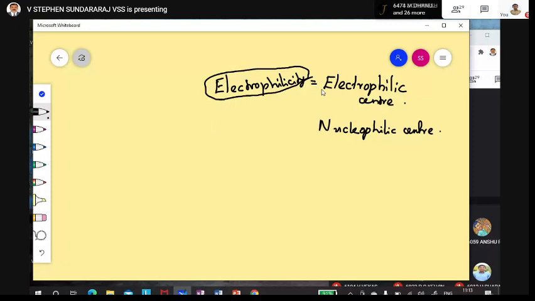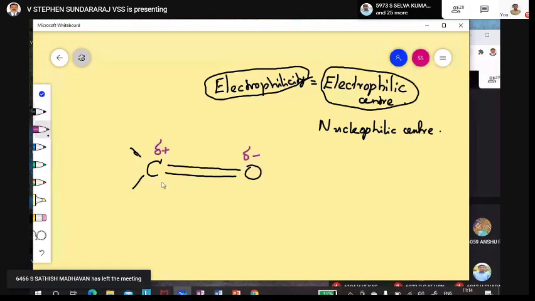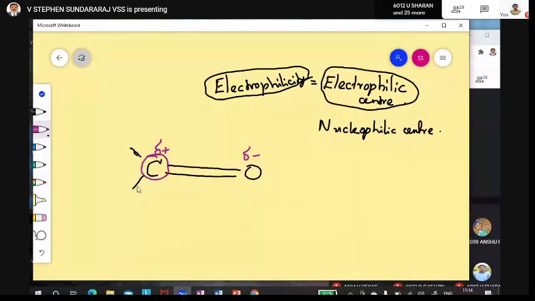So for that, I take this carbon oxygen bond, the carbonyl group. Now you know that a delta plus is developed on carbon due to low electronegativity, and delta minus on oxygen. This delta positive carbon has less electron density, and here on oxygen the electron density is more. That is the polarization. You know one way of writing carbon, oxygen, so how will you write?